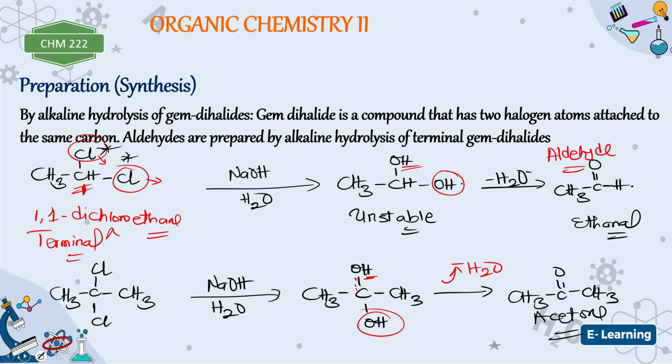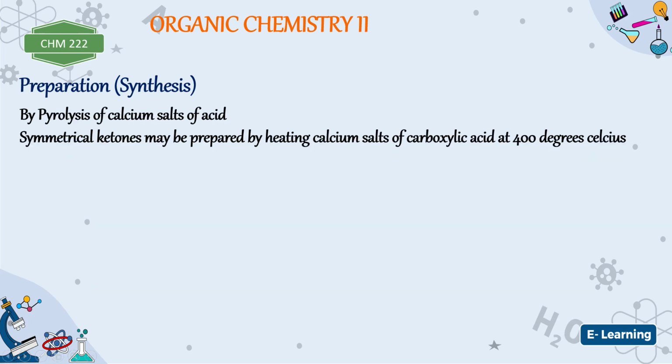Now the next one quickly is by pyrolysis of calcium salt of the acid. Now by pyrolysis, what do we mean? Breakdown. Are you getting it? Heating to a very high temperature until it breaks down. Pyrolysis of calcium salt of carboxylic acid.